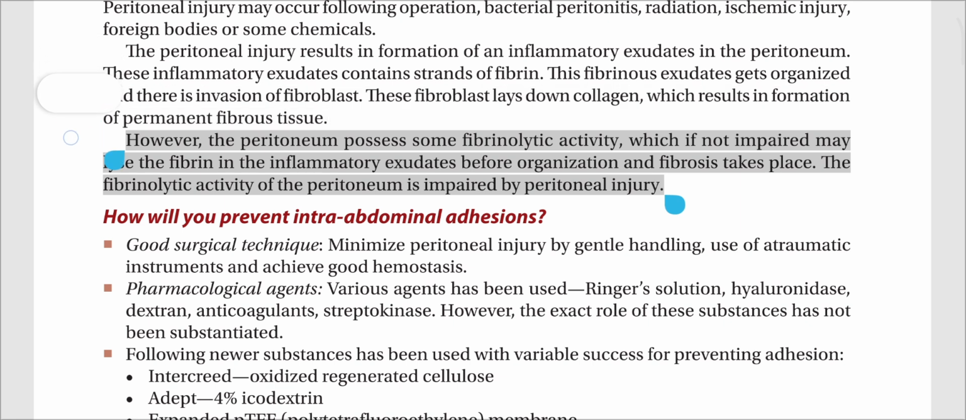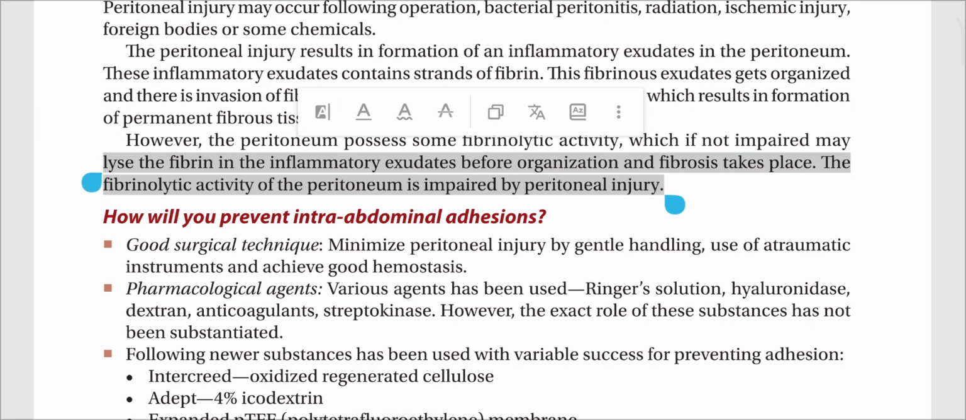However, the peritoneum possesses some fibrinolytic activity, which if not impaired may lyse the fibrin in the inflammatory exudates before organization and fibrosis takes place. The fibrinolytic activity of the peritoneum is impaired by peritoneal injury.